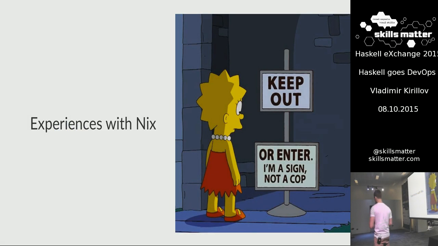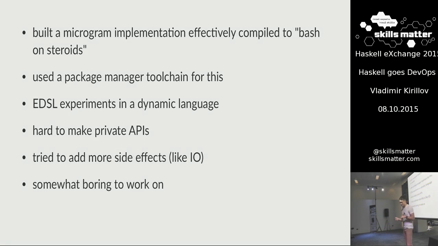So the main experience with Nix is that, as with any dynamic language, you can change anything, and nothing's going to stop you, right? Like, "Keep off the grass", "I'm a sign, not a cop." This is our main experience of using a dynamic language for building a more complex system. However, we actually succeeded in doing that. We built the application that we described. Effectively, that's bash on steroids. We use Nix and a bunch of cool properties about it to compile it to bash.